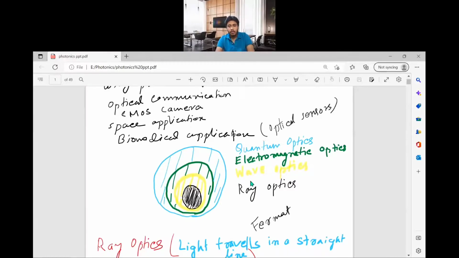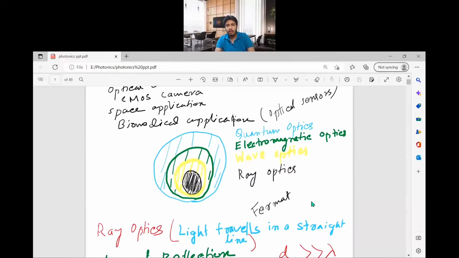This entire photonics can be divided into four parts. That is the four main regions of dealing with this photonics course. The first one is ray optics, the next broader one is wave optics, after that electromagnetic optics will come, and then quantum optics.